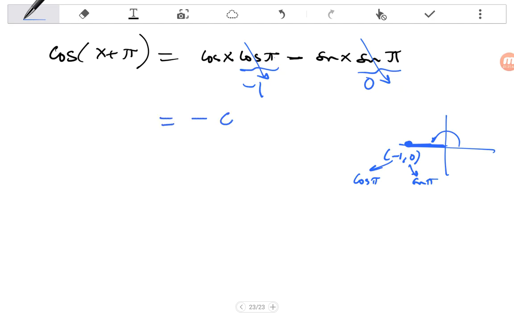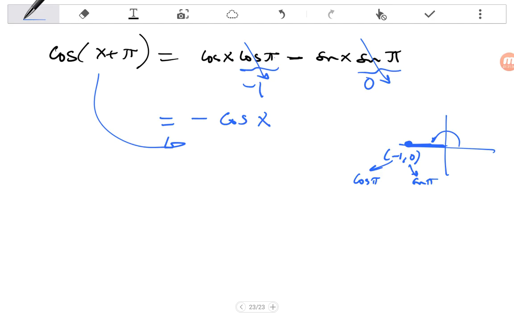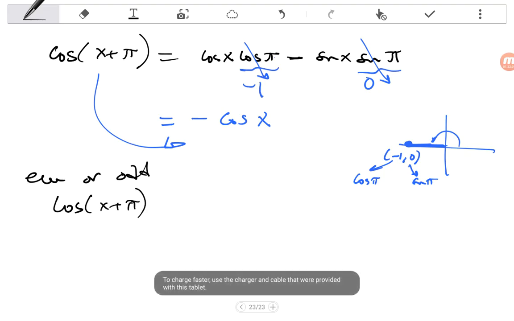So the result will just be minus cosine x. So I just made a simplification in this case. What if I ask you, is cosine x plus pi an even or odd function?